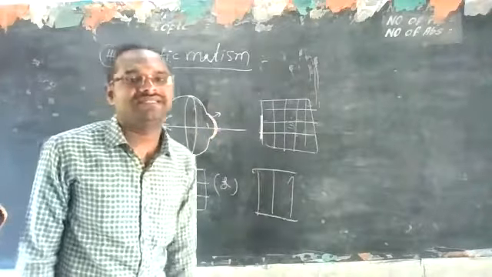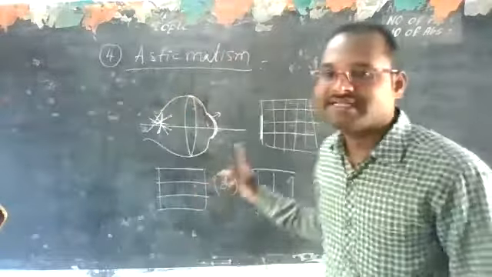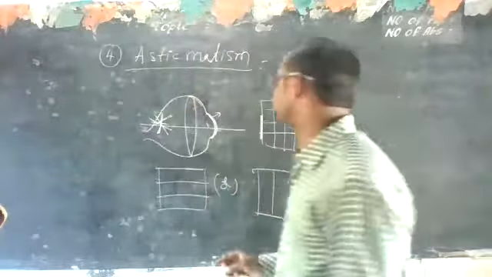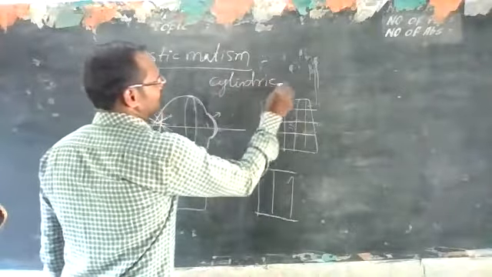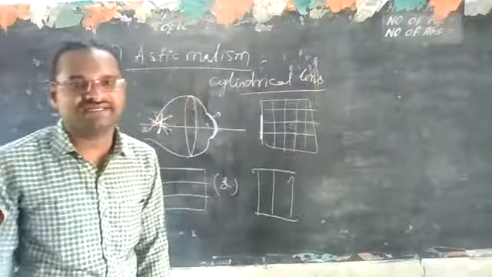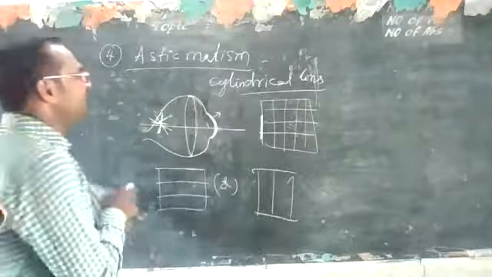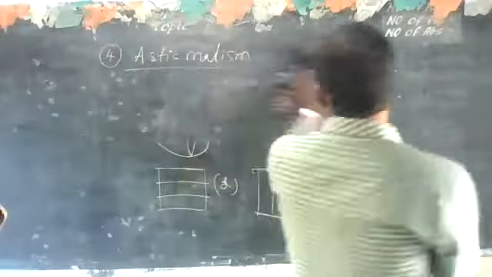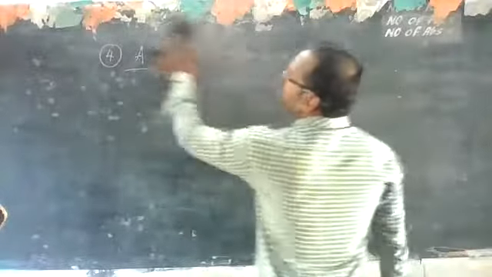And how can we correct this astigmatism? We can correct this astigmatism by using cylindrical lenses. By using cylindrical lens, we can correct the astigmatism. Okay? Yes. These are the four different types of defects and how we can correct them. Mainly you have to remember myopia and hypermetropia.